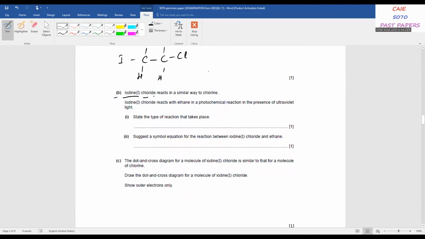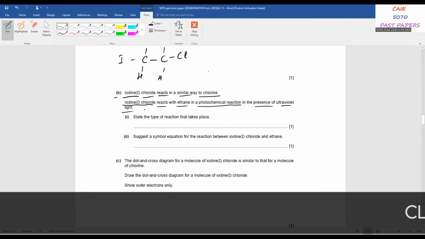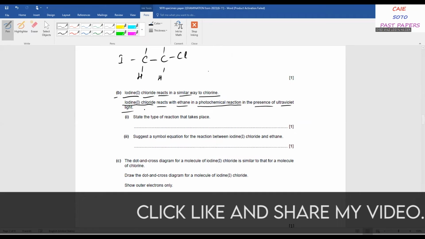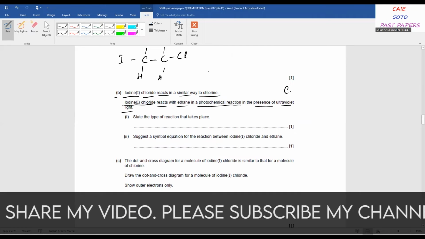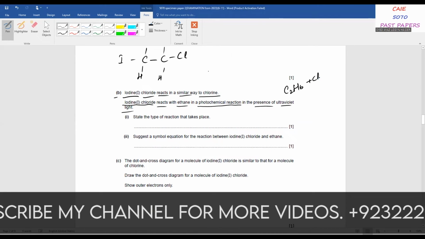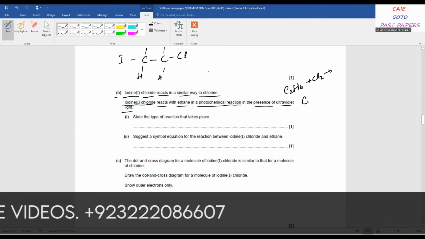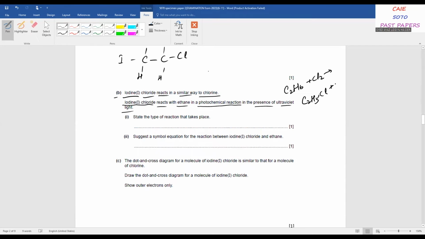B, iodine 1 chloride reacts in a similar way to chlorine. Now, iodine 1 chloride reacts with ethane in a photochemical reaction in the presence of ultraviolet light. What will happen if chlorine reacts with ethane in a photochemical reaction? The formula of ethane is C2H6. Whenever it reacts, it will produce a substitution product C2H5Cl plus HCl. So if ICl is reacting in the same way, you can easily predict the product. First of all, state the type of reaction that takes place. The substitution reaction.